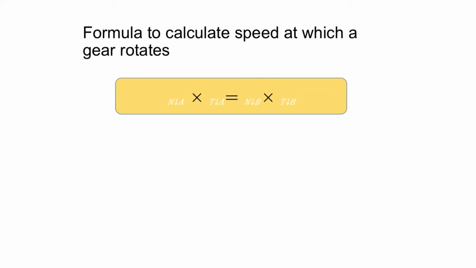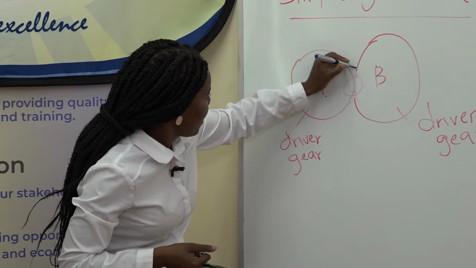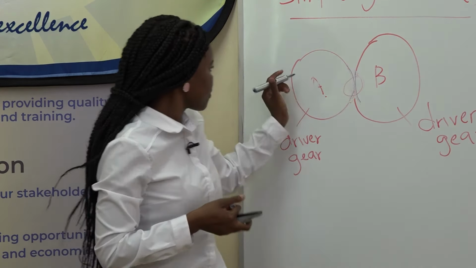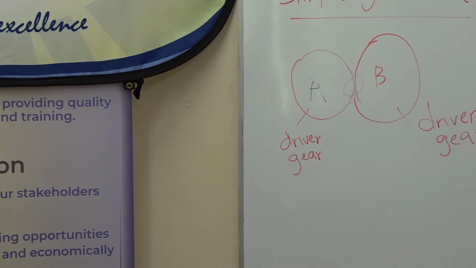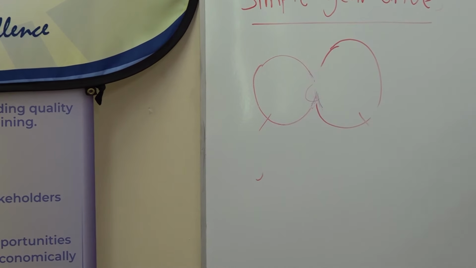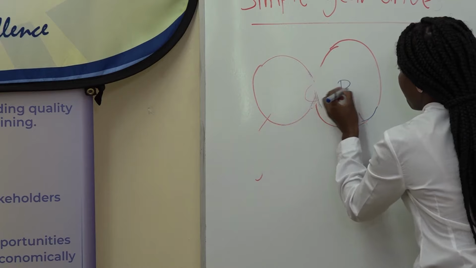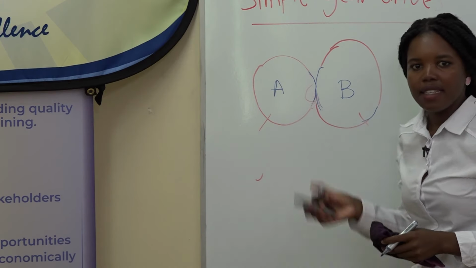The formula that we'll use says NA times TA is equal to NB times TB. Let's use this diagram, of which let's say we have gear A and gear B.